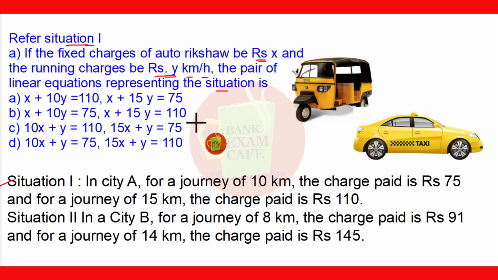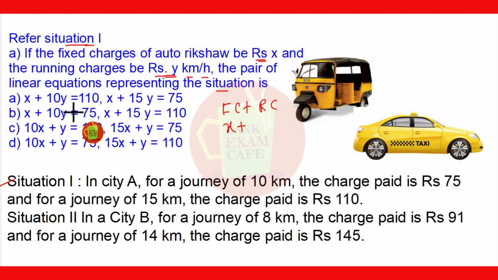Friends, this type of question you have solved in the very first exercise in the pair of linear equations. Here you have to form the equation. What is given? The fixed charges are given. The fixed charges plus running charges together make the fare of the taxi. And therefore the fixed charge is given as X rupees. So it is X, plus running charge is Y rupees per kilometer. Correct? Y rupees per kilometer.